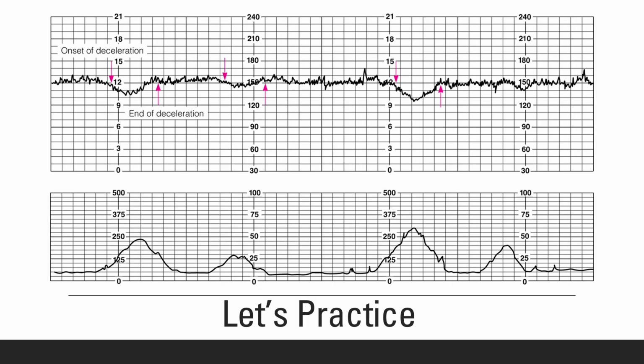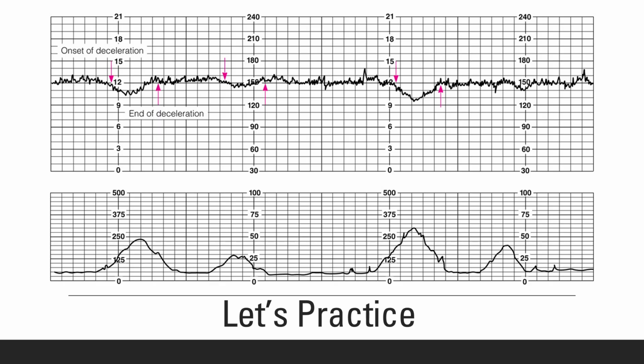And then after you establish the baseline, you want to identify what type of variability. Remember we talked about variability. There's absent variability, minimal variability, moderate, marked, and sinusoidal. So what type of variability do you see? Okay, so I see moderate variability. And then what kind of deceleration do you see here?